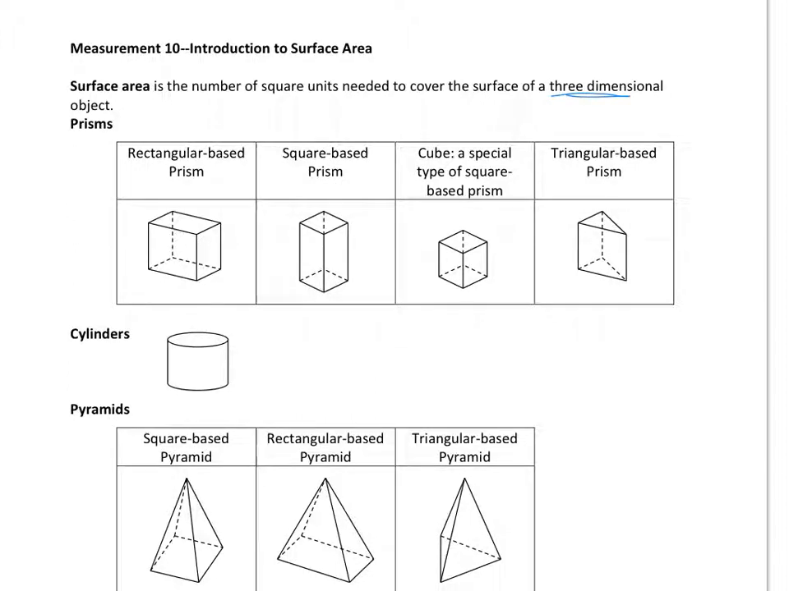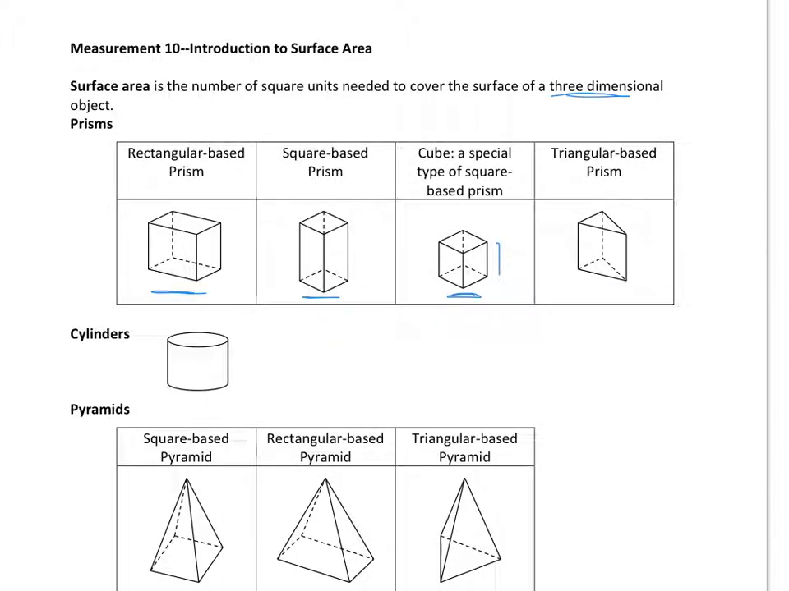So the first type of objects that we're going to look at are prisms. A prism is a shape that's got lots of right angles in it, and think of it as a loaf where if you slice along it, every slice is exactly the same size and shape. So this prism has a rectangular base, this one has a square base, this one also has a square base, and the sides are the same. The height is exactly the same, so it's actually a cube, which is a type of square-based prism. And this is a triangular-based prism. So the base is a triangle, but all the other sides are rectangles.